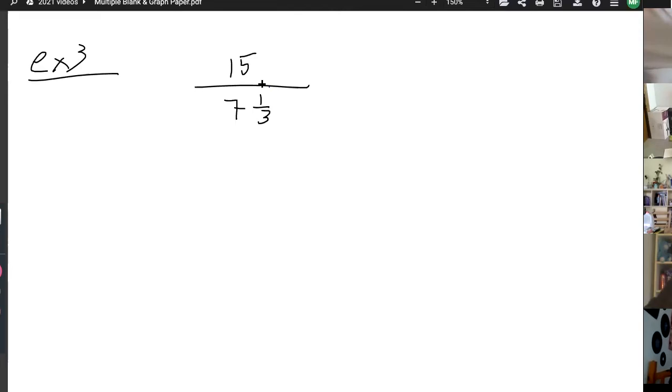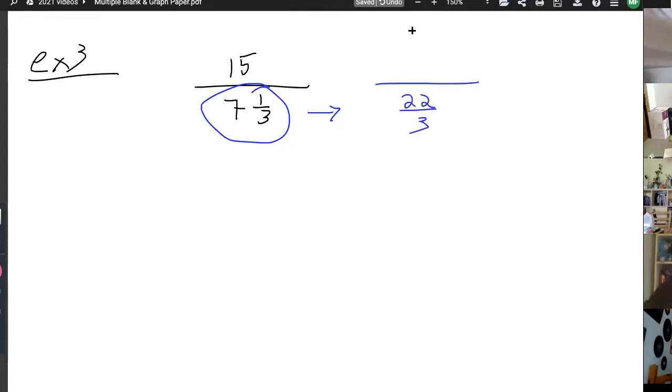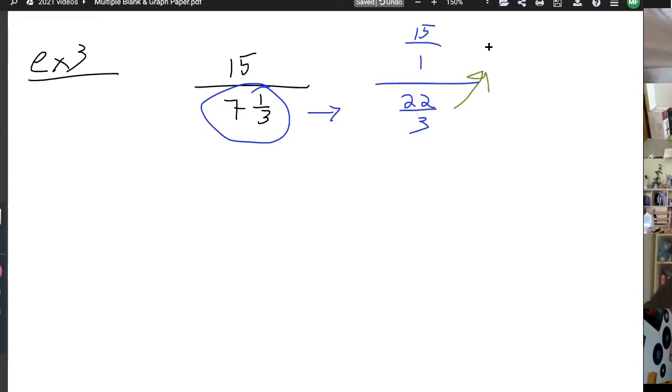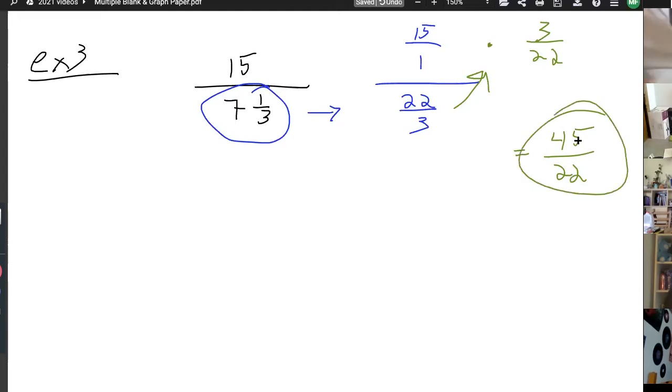So first thing I see is this dumb mixed number. We don't like you. So that's 21 plus 1 is 22 thirds. So this is 15. We don't even like you. 15 over 1 divided by 22 thirds. So that means this 15 over 1 divided by becomes dot. Flop that 22 thirds to 3/22. Nothing cancels, so you're left with 45/22, or 2 and 1/22.